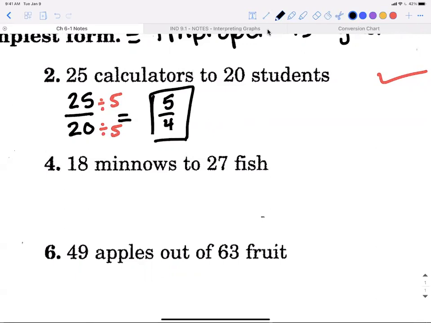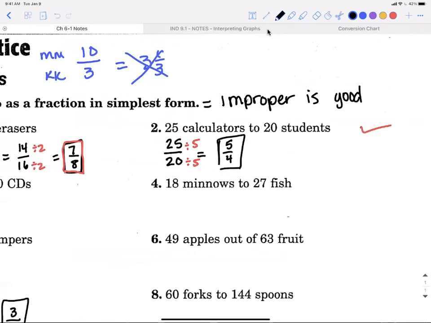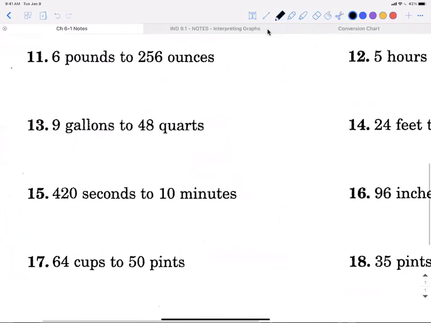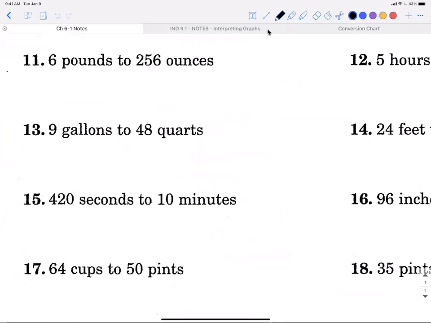Okay. Are we good there? All right. That's the top half of your assignment. Pretty straightforward. Set up your fraction and then reduce it. Okay. It gets a little bit more complicated when you get to the bottom half of your homework. So I want to set up this. So go ahead in your homework and write down number 11, 6 pounds to 256 ounces.